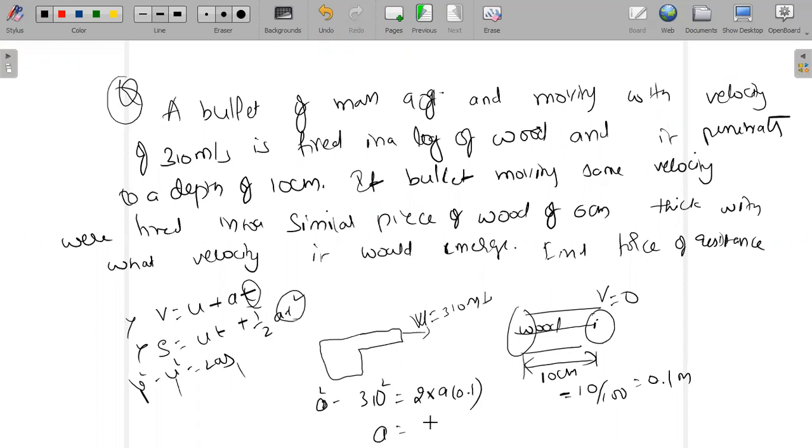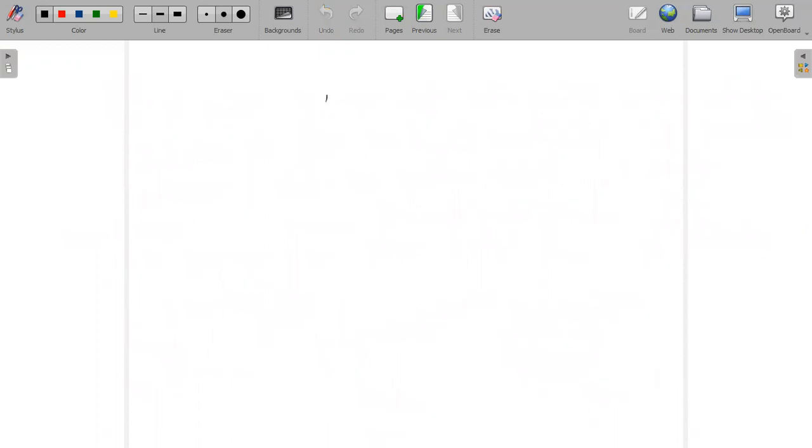a = −310² divided by 2 into 0.1. If this is centimeter, this is meter square, so no need to bother. So a = −310² / (2 × 0.1). What is the answer? I want the answer to be calculated by you. I will not be calculating the answers. Initially, 7 students were there. Now the students are being reduced. What is happening with you guys? I don't know.